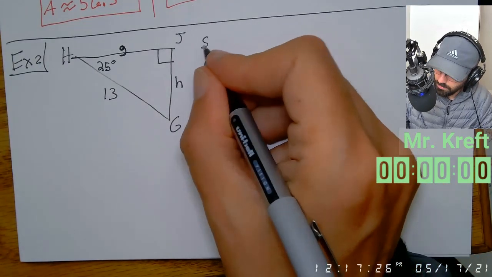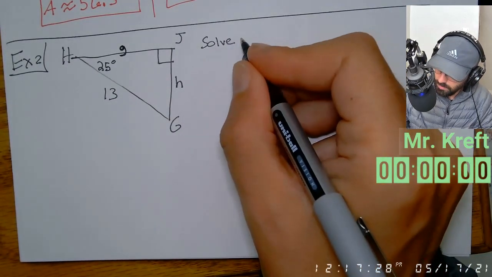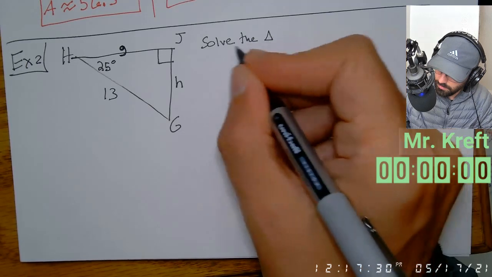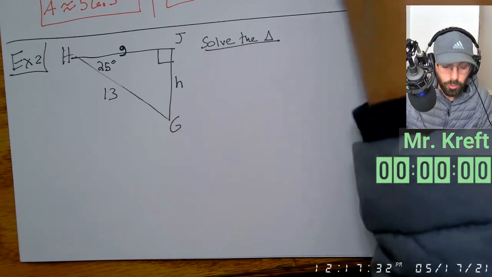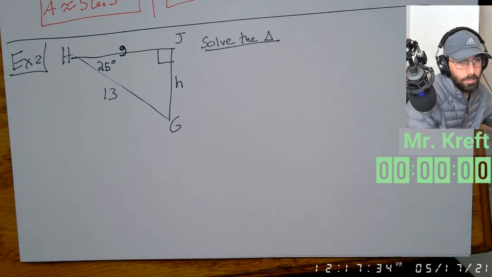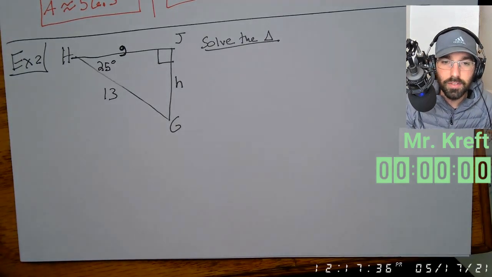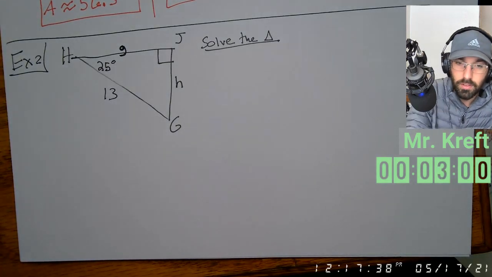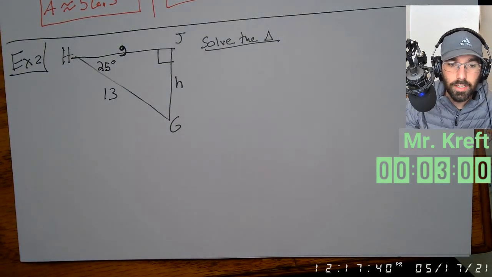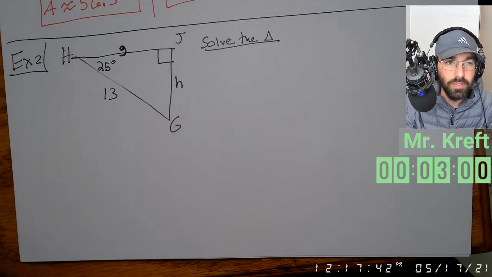So I want you to solve the triangle, right? And that means you're going to find all of the missing pieces. And I'm going to give you guys 3 minutes to do this. Okay, so we're finding all of the missing pieces. So that's angle G, side G, and side H.